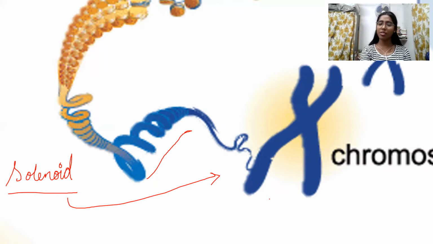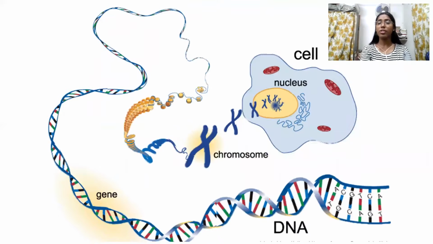So have you understood the difference between DNA and chromosome? DNA and chromosome are the same thing. They are not different. So what is a chromosome? A chromosome is the condensed form of DNA, right? I hope things are clear. So this is the diagram. This is what we studied.